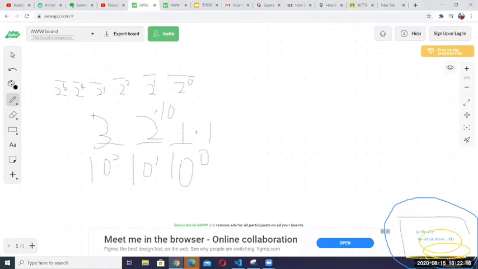I hope this is a fairly easy concept. Most of us learned this in elementary school. This 2 here actually means 20. And this here is 3 multiplied by 10 to the power of 2.